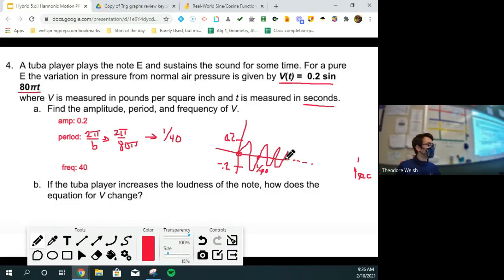So again, what we have here is a function of time, so that would be our x-axis, a t value, and V of t is our y, which represents pounds per square inch. So part B says if the tuba player increases the loudness of the note, how would the equation for V, the one given, change? What do we think would be different if we increase the loudness of the note? Any thoughts? For virtual or in-person students? For virtual, you can click the raise hand button.